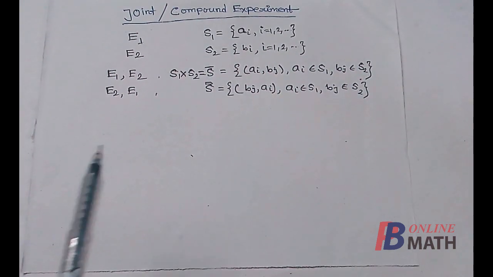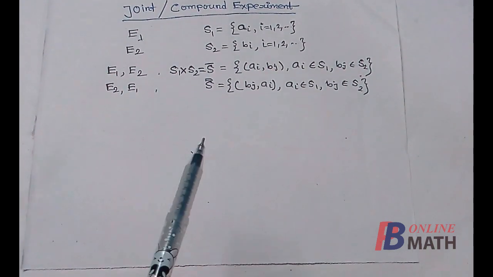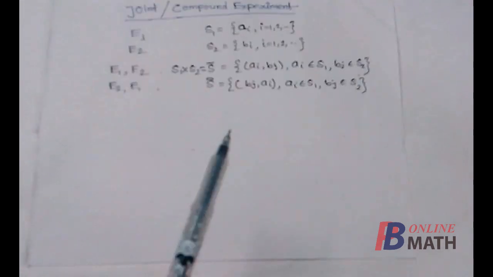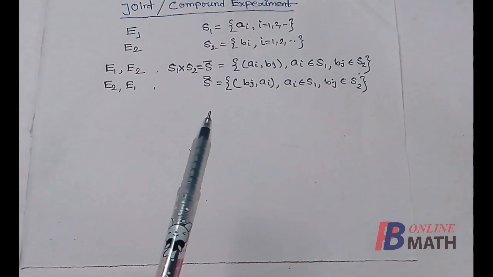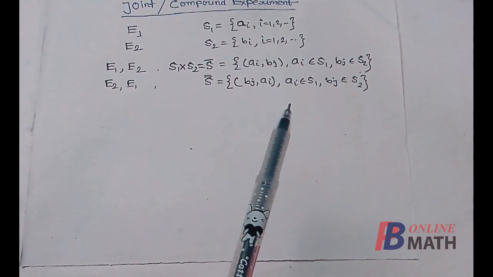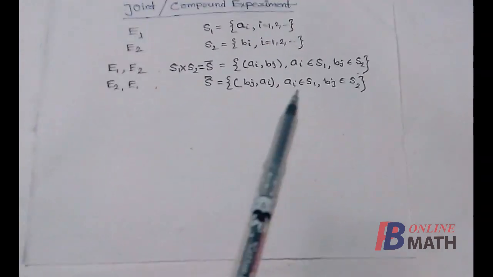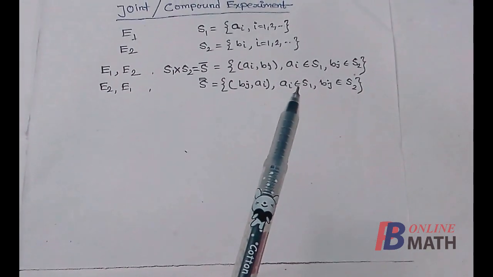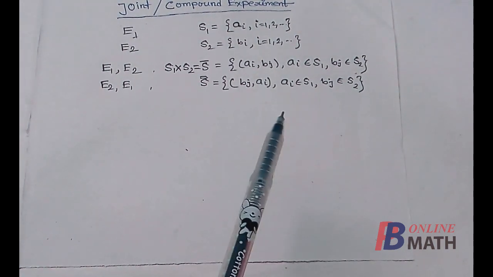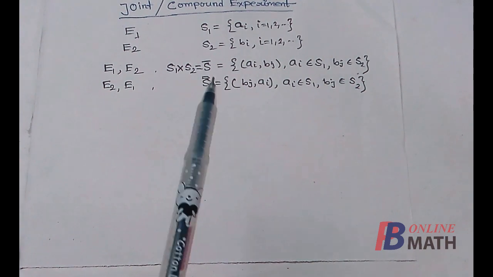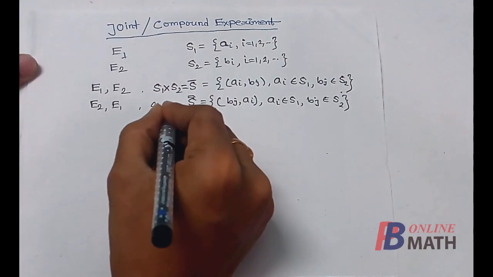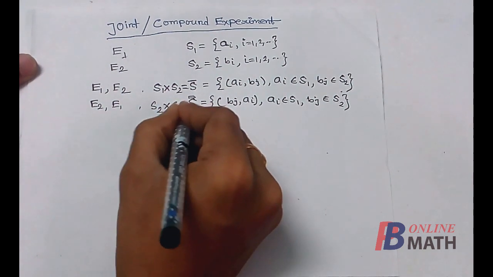Now if we perform E2 first and then E1, then the sample space corresponding to this joint experiment, we denote by S double bar, and this is again an ordered pair (Bj, Ai), where Ai belongs to S1 and Bj belongs to S2. So similarly, this sample space is again a Cartesian product of S2 and S1. So we shall write here that the sample space is nothing but S2 cross S1.